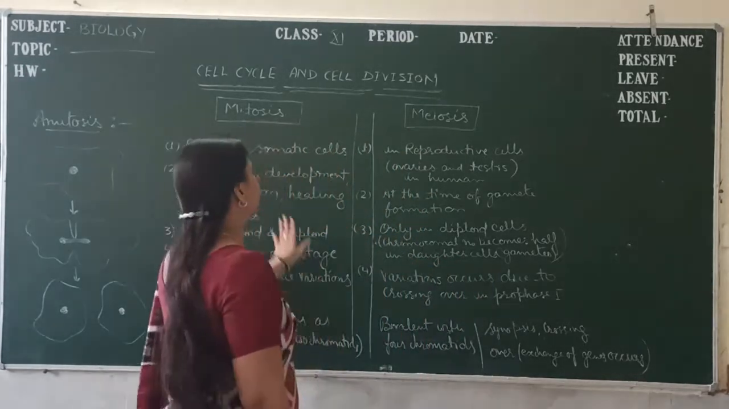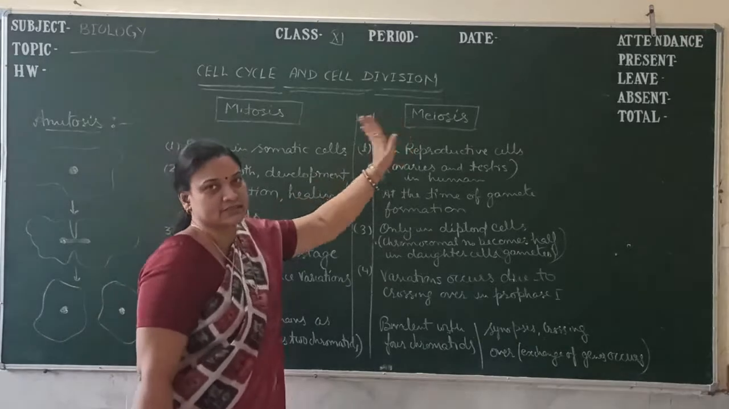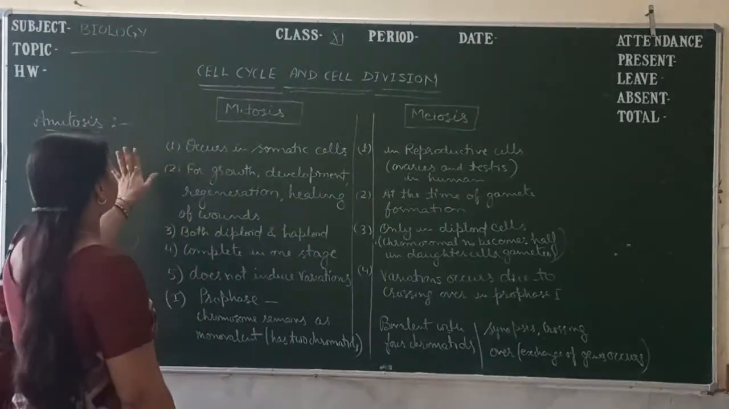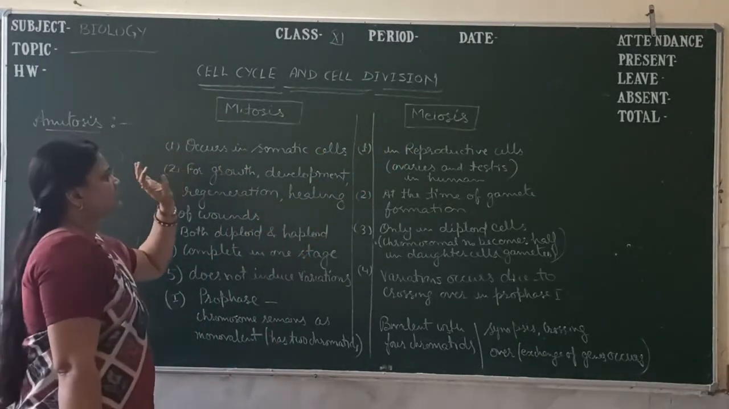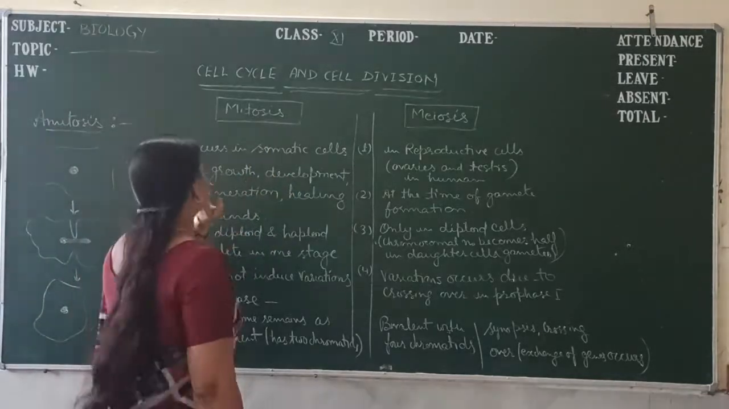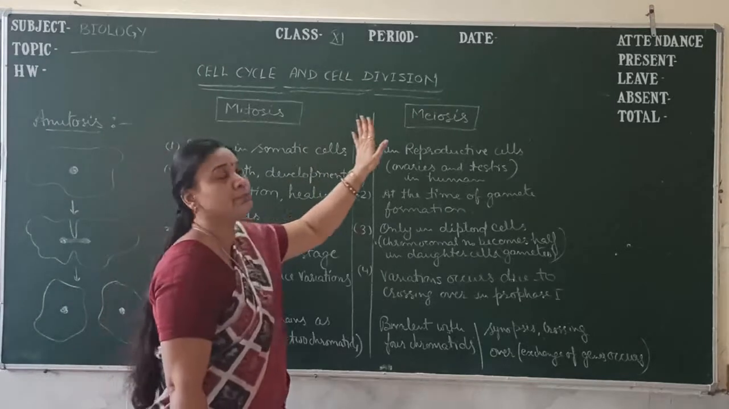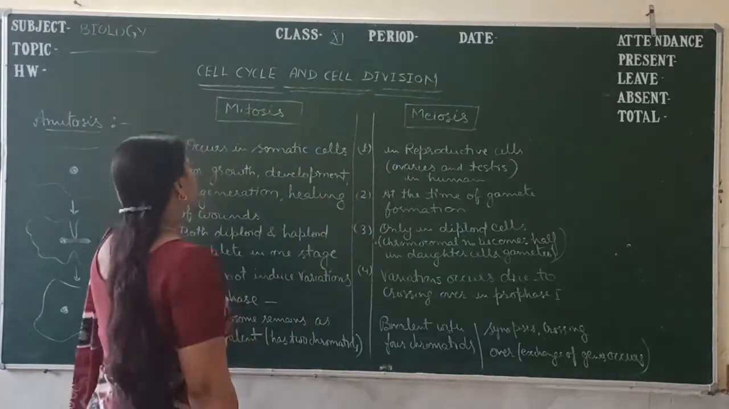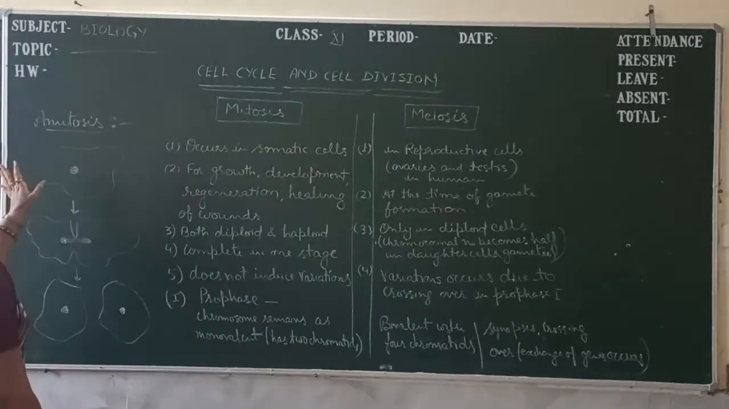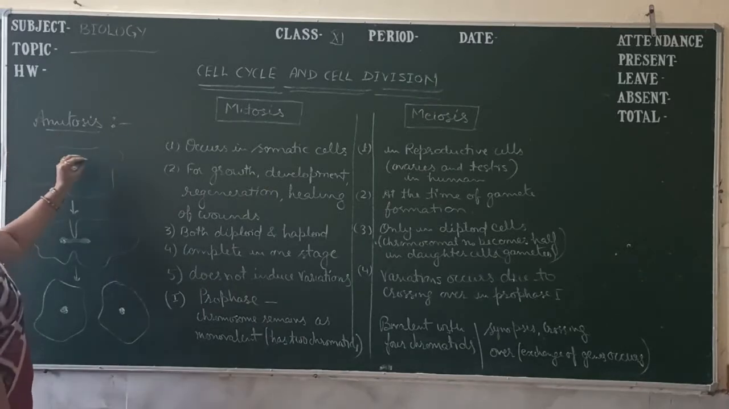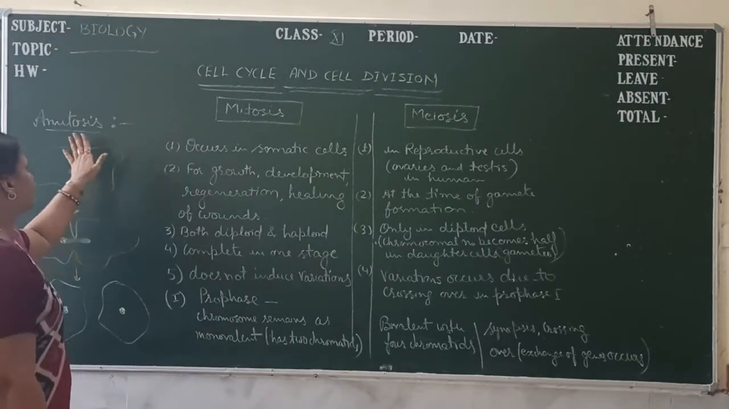Continue our topic, cell cycle and cell division. This is the last segment of this chapter. In this chapter we have studied the different types of cell divisions, mitosis and meiosis. In this segment we will discuss the differences between them. So first, the simplest type of cell division is mitosis.